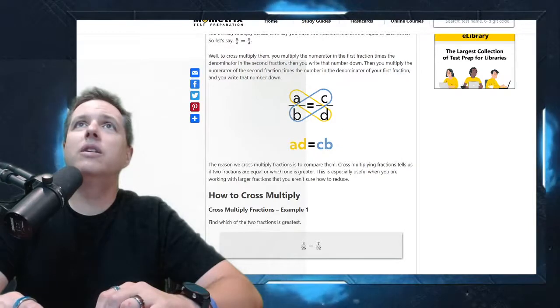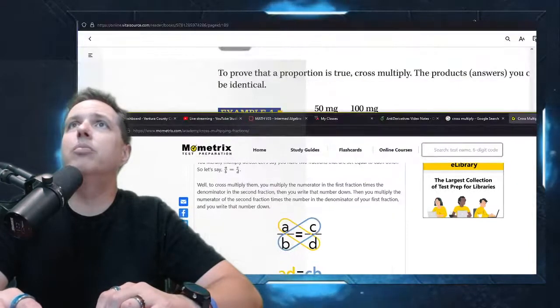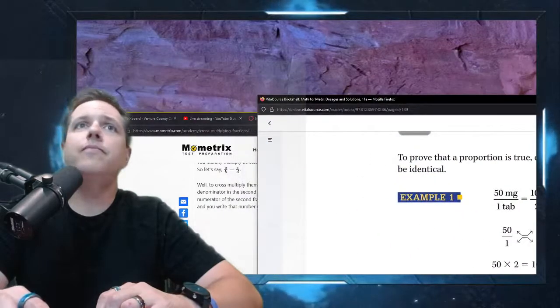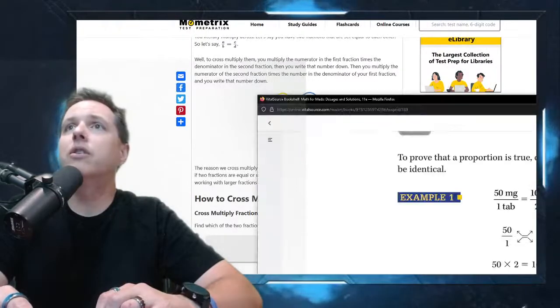Where are we? Oops, I lost my book here. Sorry, I got to switch everything around so I can show the book now.